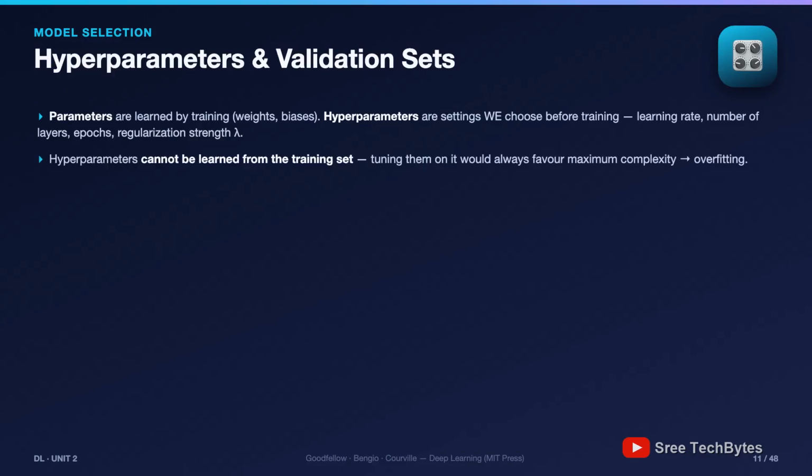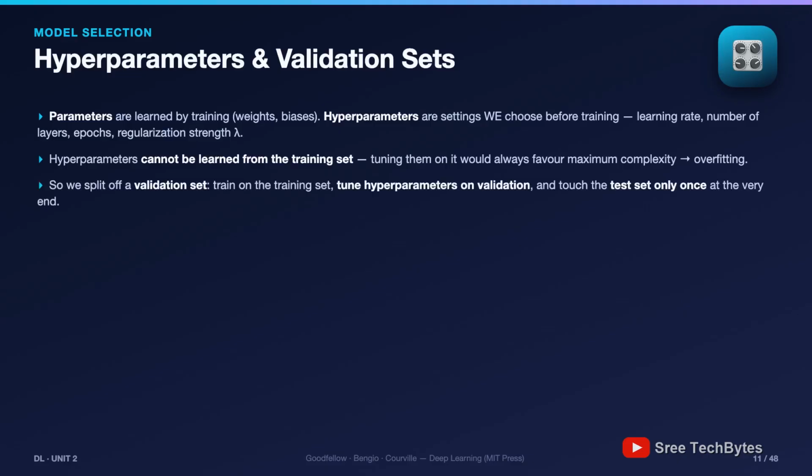Here's the subtle question: why can't we tune hyperparameters on the training set? Because the training set always votes for maximum complexity. More capacity always fits the training data better. Tune there and you've built an overfitting machine. The solution: carve out a validation set, train on the training set, tune hyperparameters on validation, and touch the test set exactly once at the very end.